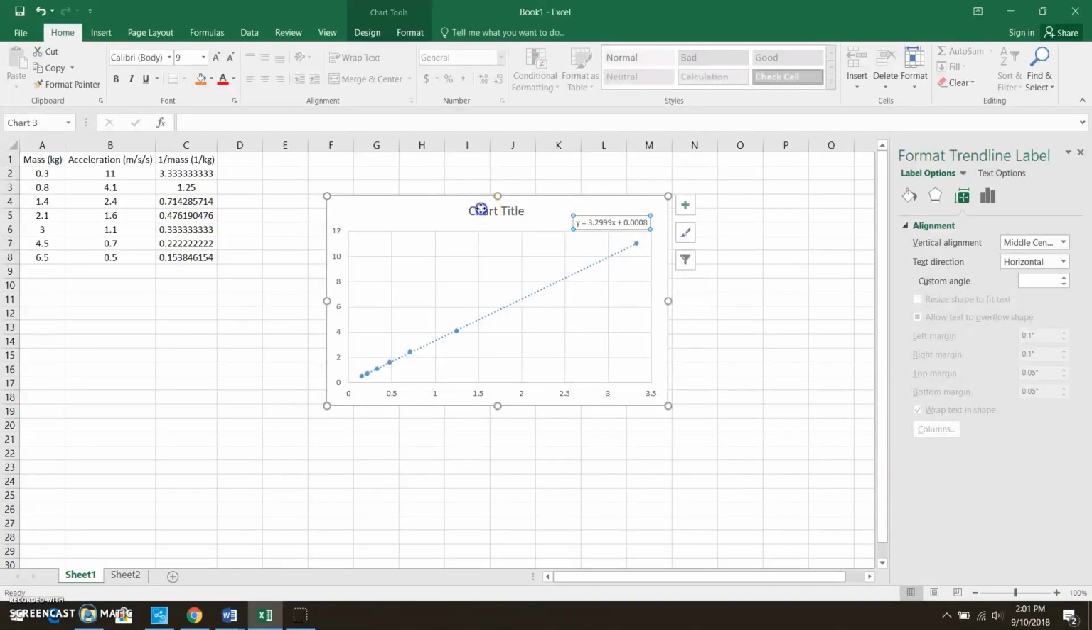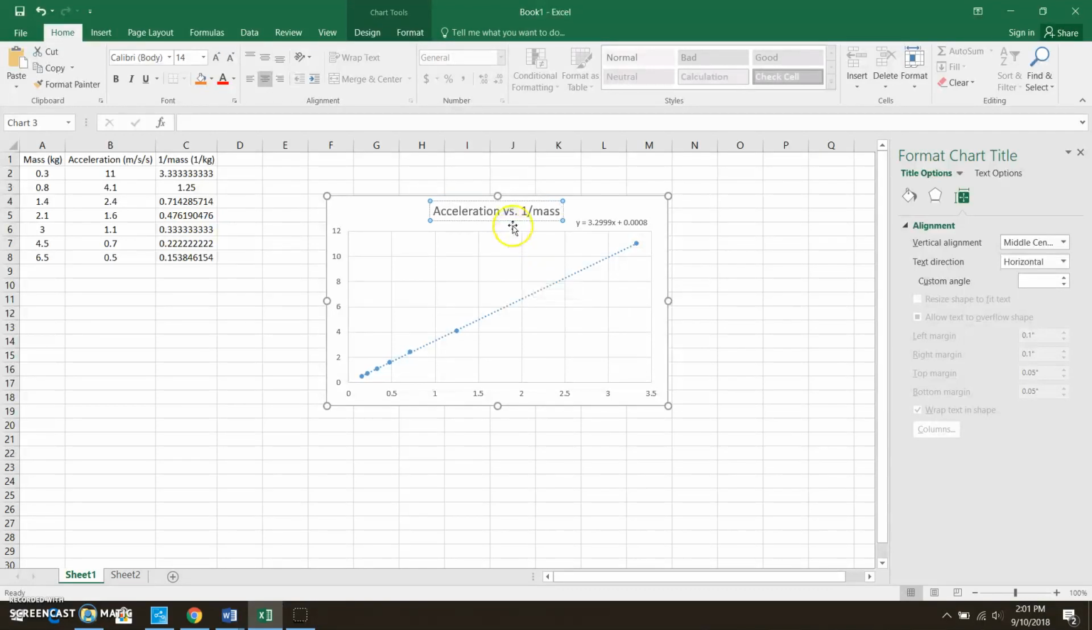Now, I did fail to mention today, and I was hoping someone would catch me on this, chart title and axis titles. So remember, we always want to do y versus x. So my y title here is acceleration. Oops, I didn't spell it right. Acceleration versus 1 over mass.